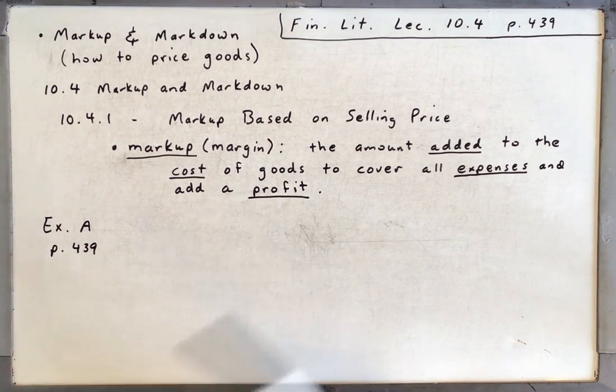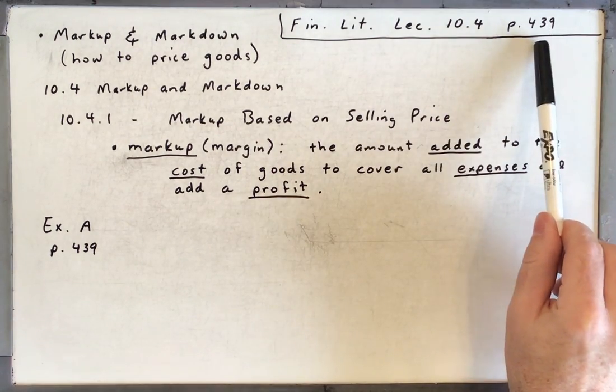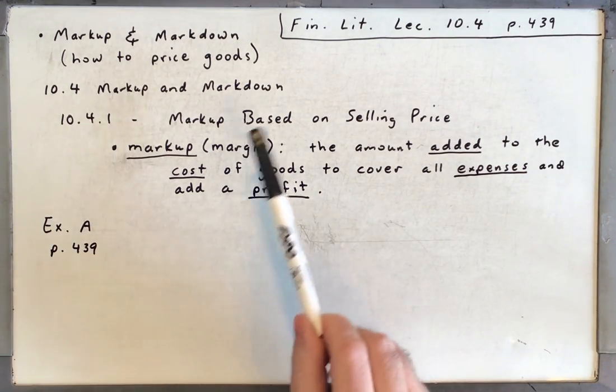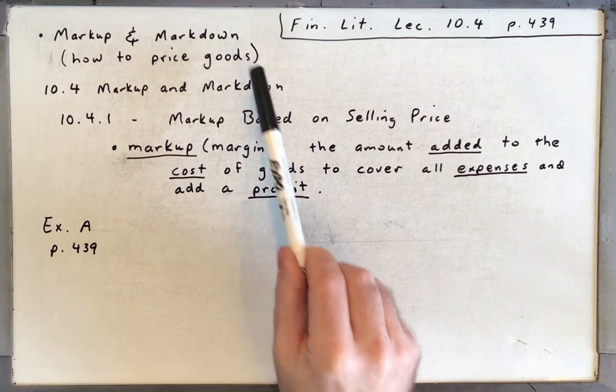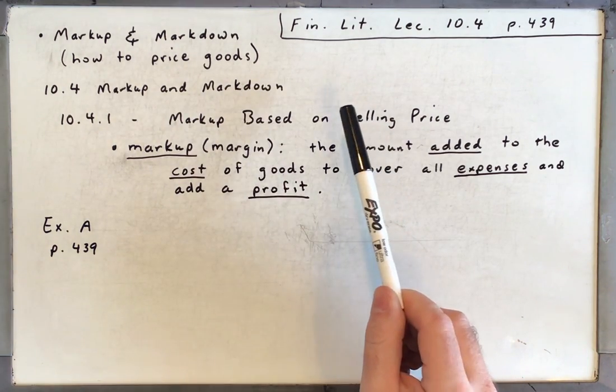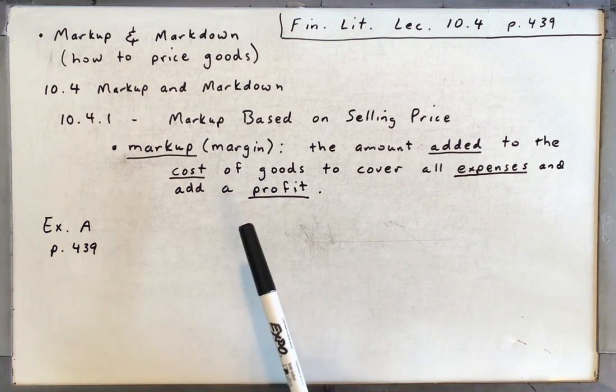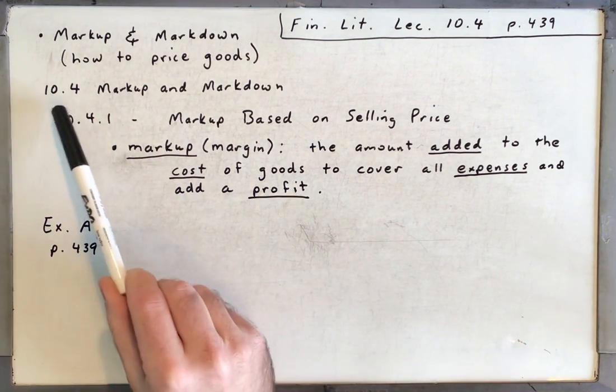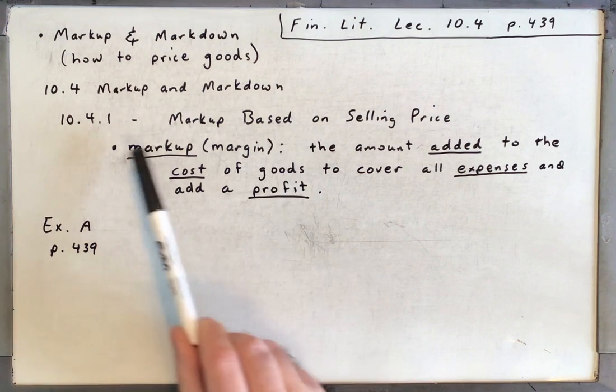In your book, we're going to work our first problem on page 439. This section is about markup and markdown, and it's really about retail establishments, how to price goods. So section 10.4, markup and markdown.